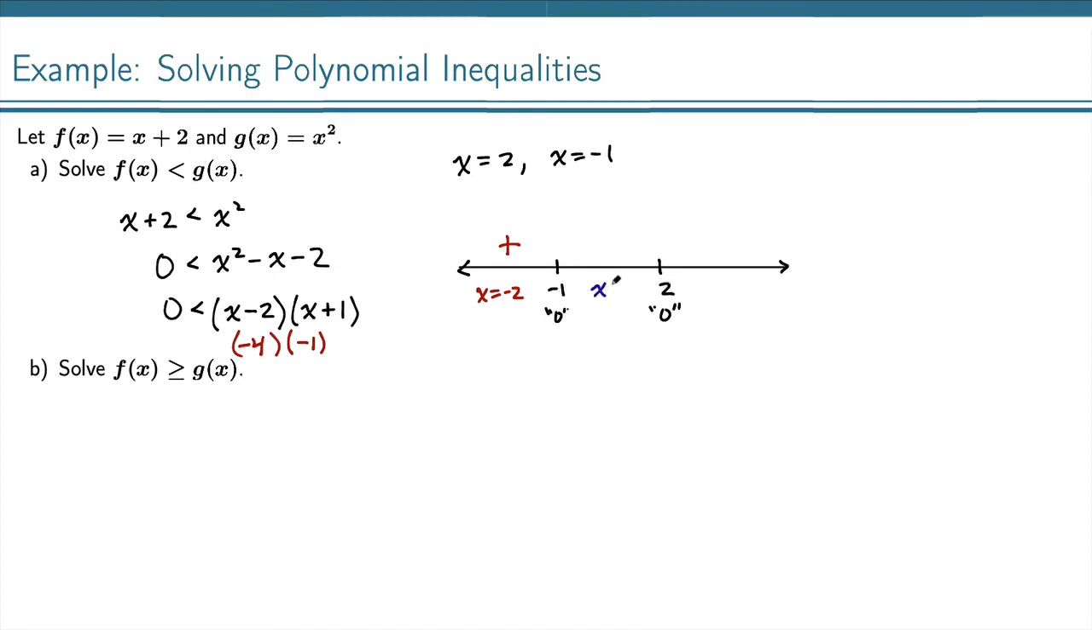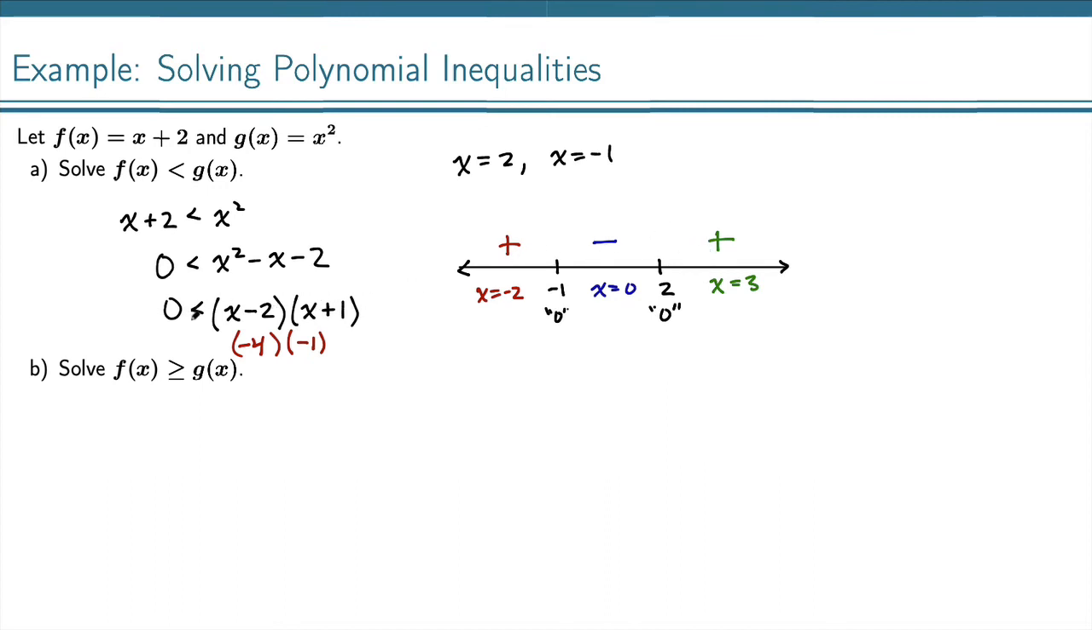Then we can try another test point here between negative 1 and 2. So say plug in x equals 0 and see what that gives us. If you plug a 0 into this, you'd get a negative 2 times 1, which is negative 2. So that's a negative. So on this entire interval, the polynomial is negative. And then over here, we can plug in a test point, say x equals 3, since that's to the right of 2. And if we plug 3 in, we get 1 times 4, which is a positive 4. So it's positive on that interval. So now we know the sign of this polynomial for each one of the intervals.